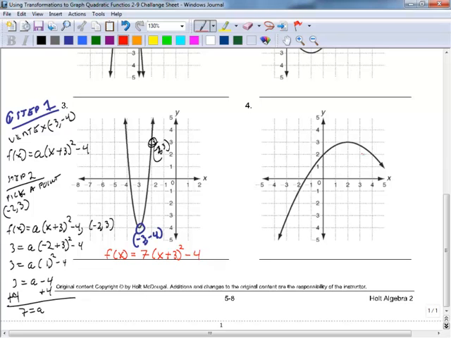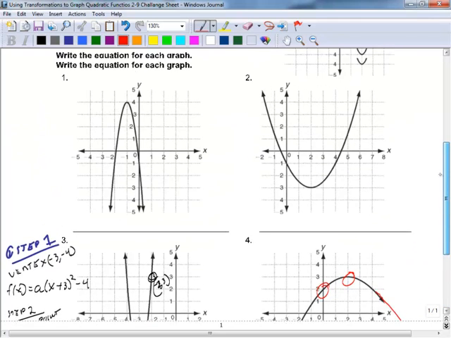Now in number 4, I know it looks kind of weird. Just draw in the rest of the parabola. You have the vertex. Look for a point where it crosses nicely. It looks like (0, 2) is a perfect spot. You plug those things in and you'll find an equation of the parabola. And you do so for problems 1 and 2.